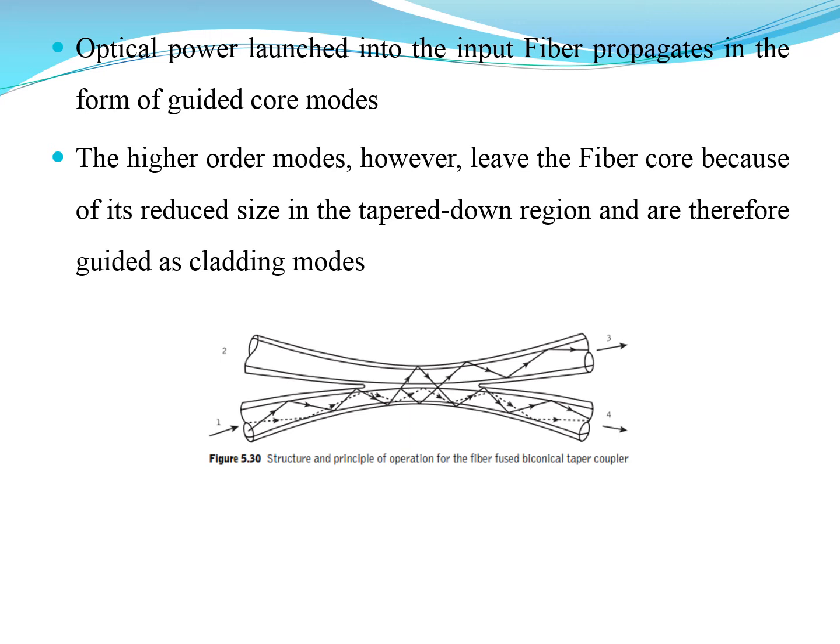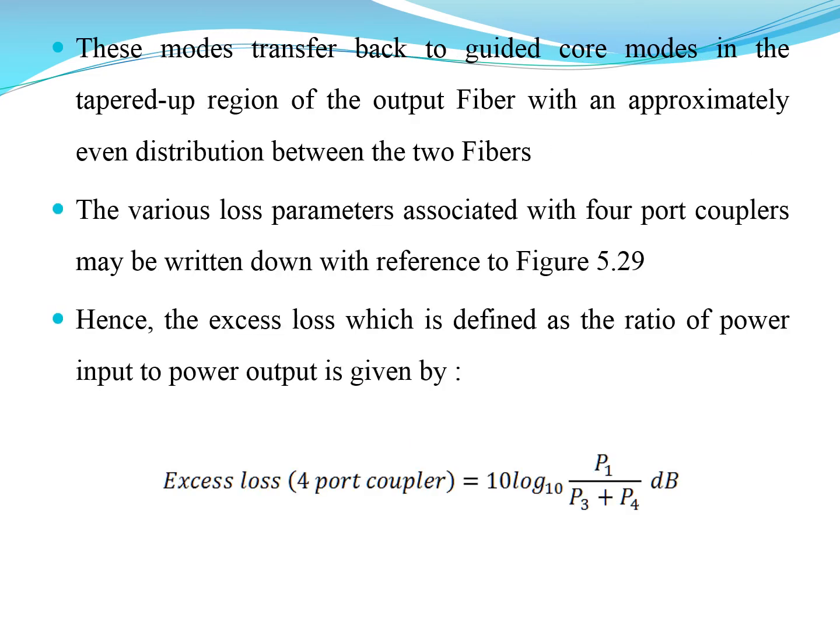Actually they have to stay in the core, but they escape out of the core area due to the reduced size, and they enter the cladding, and hence they are termed cladding modes. Then these modes transfer back to the guided core modes in the tapered region of the output fiber, with even distribution of light between the two fibers.